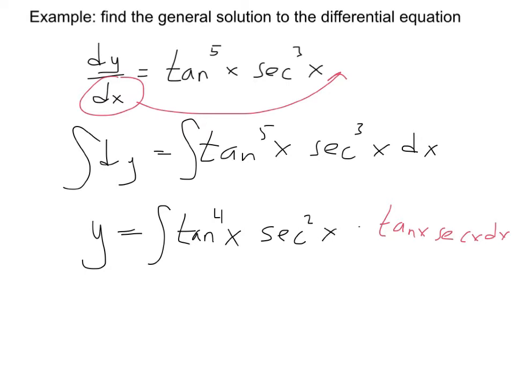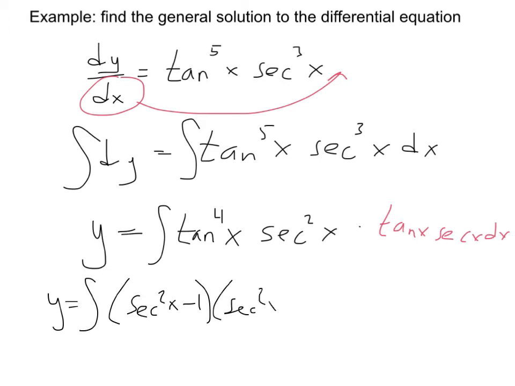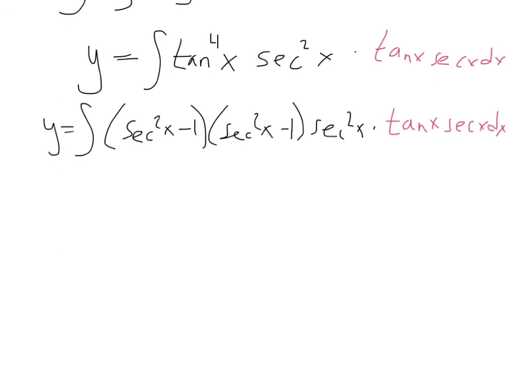Then I'm supposed to take all of my tangents that are left and change them into secants. And we remember that tangent squared is equal to secant squared x minus 1. So here we'll end up with y equals the integral of secant squared x minus 1 times secant squared x minus 1 times secant squared x times this reserved tangent x secant x.